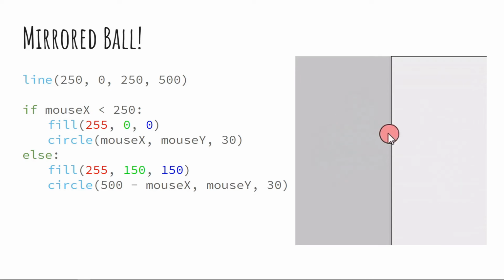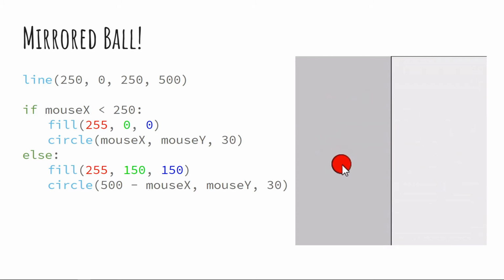So this is very similar to our earlier exercise drawing the disappearing ball. What we do is we first draw a line down the center of the screen. Then we say if mouse x is less than 250, i.e. if it is on the left side of the screen, then we fill with 255, 0, 0, which is the dark red. Then we draw a circle, mouse x, mouse y, 30. So this draws the circle at our current mouse position with size 30, exactly like we've been doing previously.